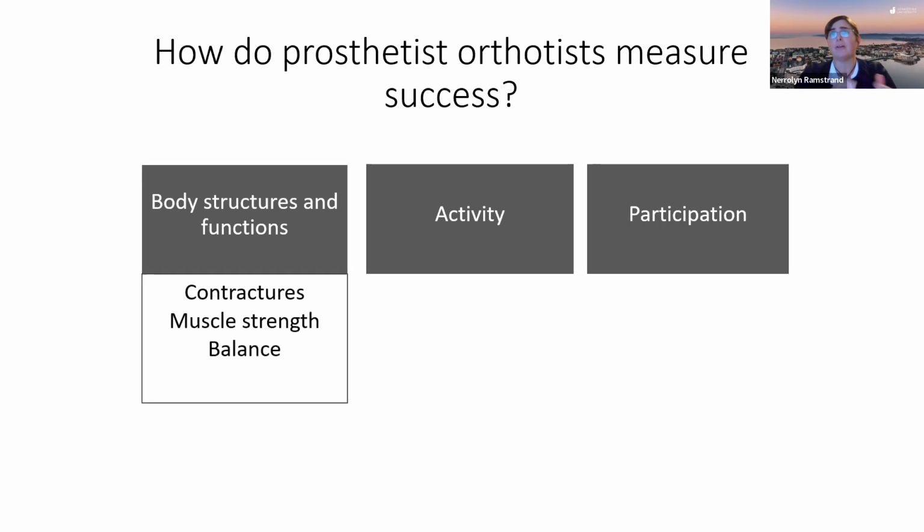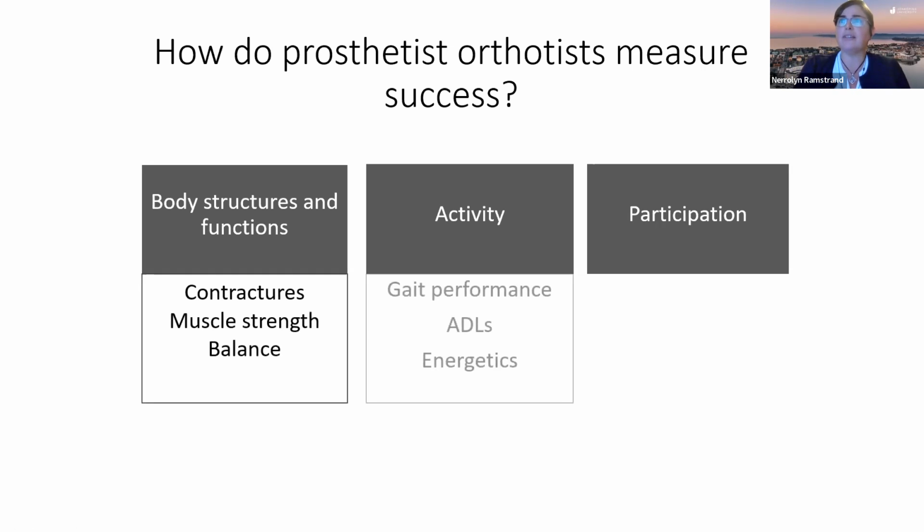So in terms of body structures and functions, we look at contractures, we look at muscle strength, we look at balance. We've certainly looked at all of these things in the research that we do in prosthetics and orthotics. In terms of activity, if we're looking at the ICF framework, we measure gait performance, or we evaluate gait performance, even with just observational gait analysis. We look at ADLs, and we look at things like energetics when people are performing certain activities.